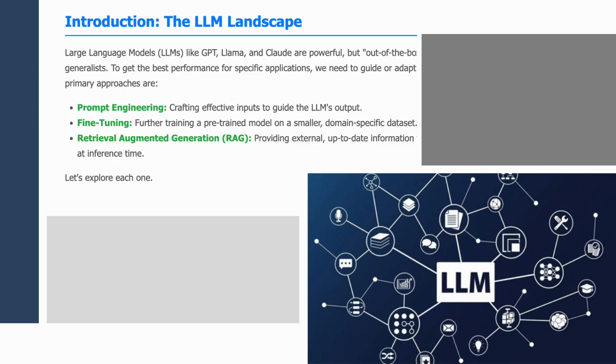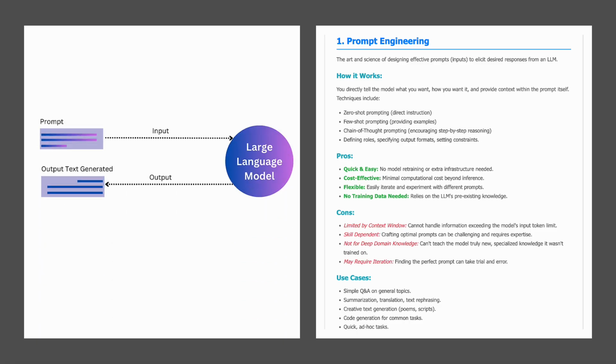First, prompt engineering, which is all about crafting effective inputs to guide the LLM's output. Second, fine-tuning, where we further train a pre-trained model on a smaller domain-specific dataset to adapt its internal knowledge or style. And third, retrieval augmented generation, RAG, a technique that provides external, often up-to-date information to the LLM at the time it's generating a response. Let's explore each one in more detail.